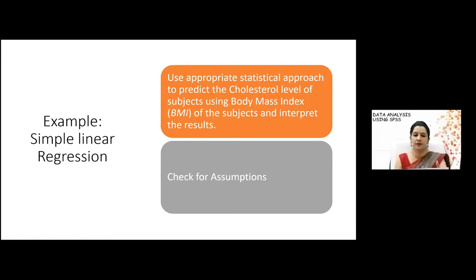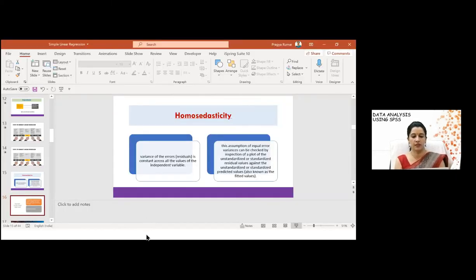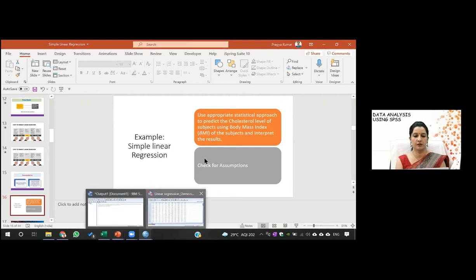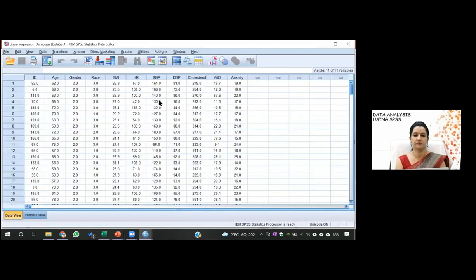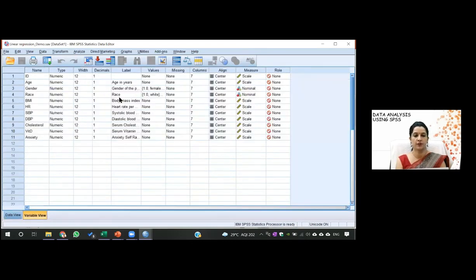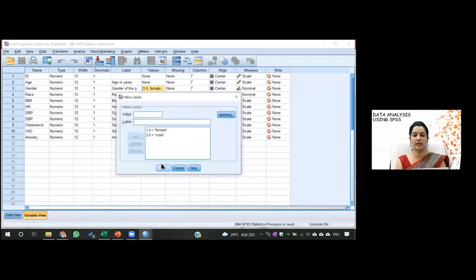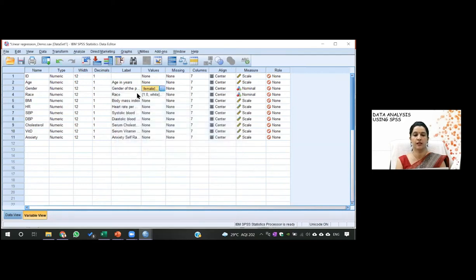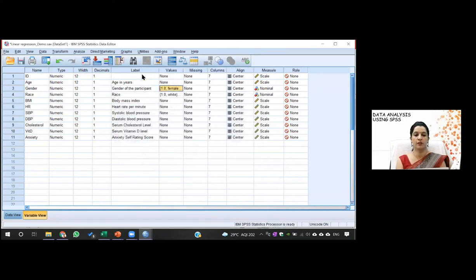So we have to use the appropriate statistical approach to predict the cholesterol level of subjects using the BMI of the subject and interpret the result. This is the question which I have to attempt in the SPSS. This is the data of SPSS, you can see. There are data view and a variable view. In the variable view, you can see that there is ID, age, gender. One is female and two is male. You can see the values and the label just to know about the type of variable.